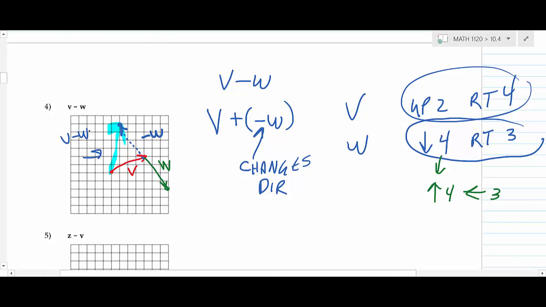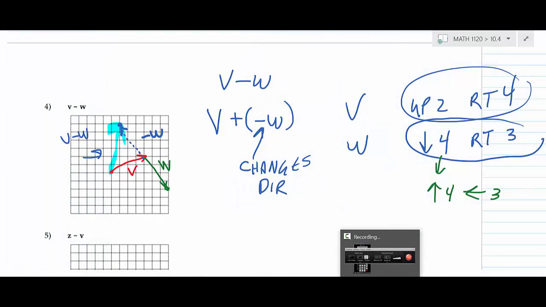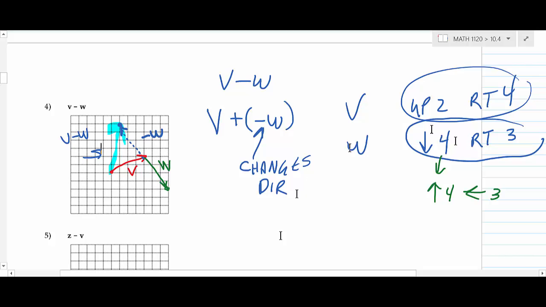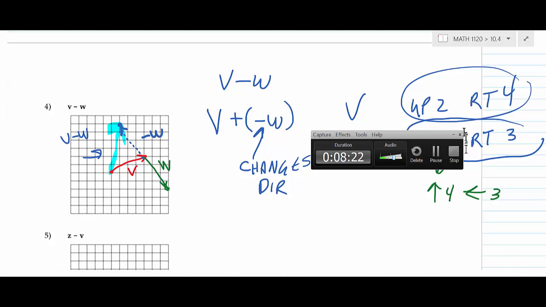So that's what we do with vectors. And again, this is a real big deal. If you're going to study engineering or science and stuff like that, vectors are going to be a very big deal to you. All right, so that'll wrap us up for today.